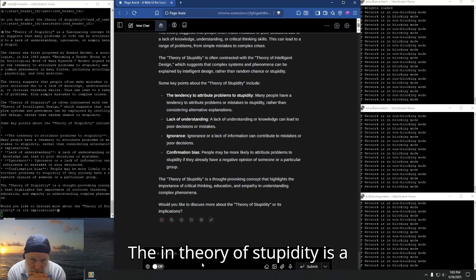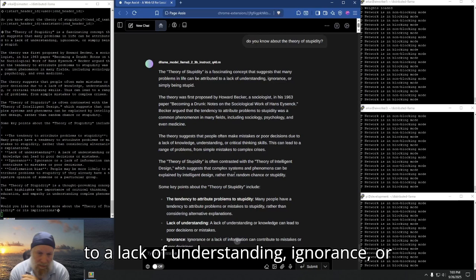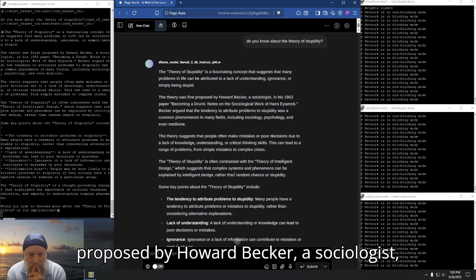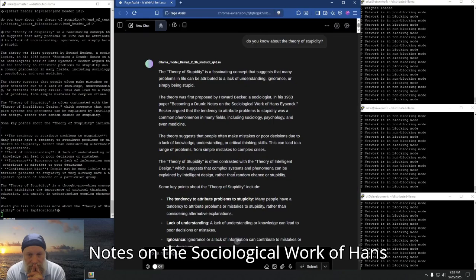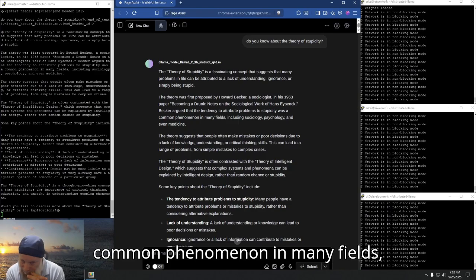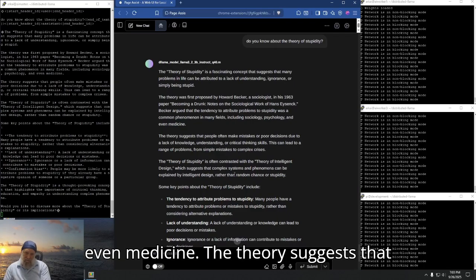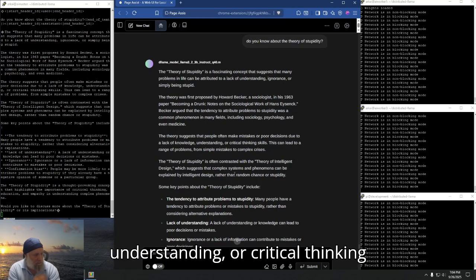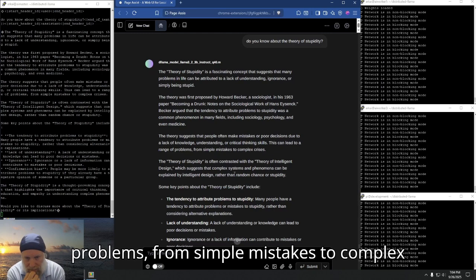The theory of stupidity is a fascinating concept that suggests that many problems in life can be attributed to a lack of understanding, ignorance, or simply being stupid. The theory was first proposed by Howard Becker, a sociologist, in his 1963 paper Becoming a Drunk, Notes on the Sociological Work of Hans Eysenck. Becker argued that the tendency to attribute problems to stupidity was a common phenomenon in many fields, including sociology, psychology, and even medicine. The theory suggests that people often make mistakes or poor decisions due to a lack of knowledge, understanding, or critical thinking skills. This can lead to a range of problems, from simple mistakes to complex crises.